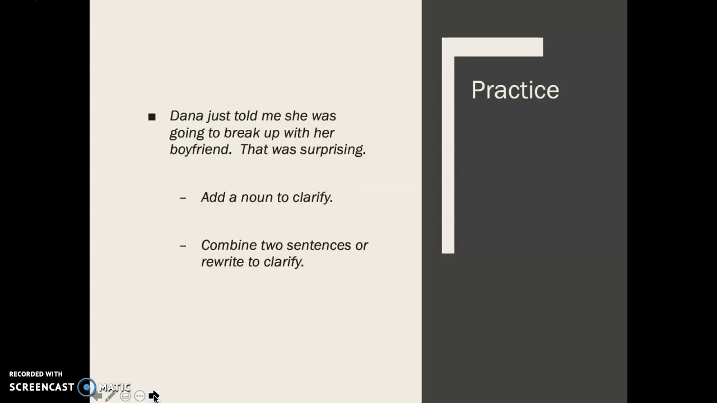If I just said, Dana just told me she was going to break up with her boyfriend, that was surprising. Here the confusion is, I don't know whether it's confusing that Dana told me, because we're not that close, or it's confusing that Dana's breaking up with her boyfriend because I thought they were getting married. There's so much here that could be open to interpretation, and it's very clear to the person who's writing the sentence because they have all the information in their head. But just remember that your reader can't look inside your head, and so you have to give them exactly what they need to be on the same literal and metaphorical page with you.